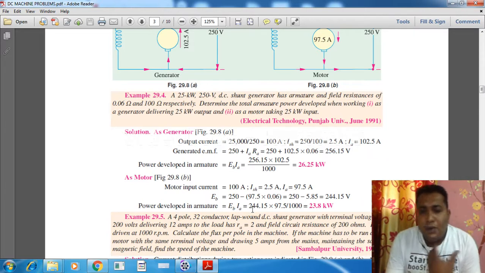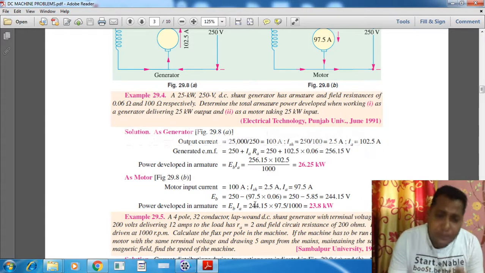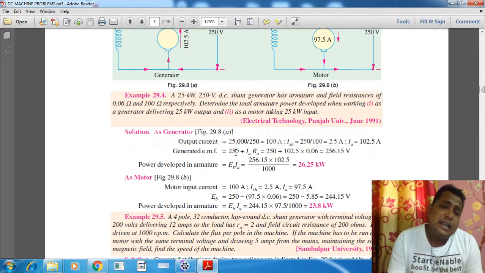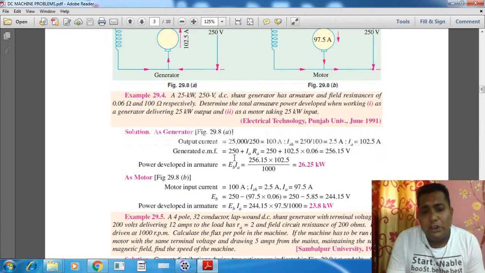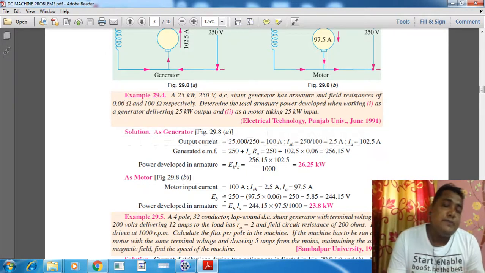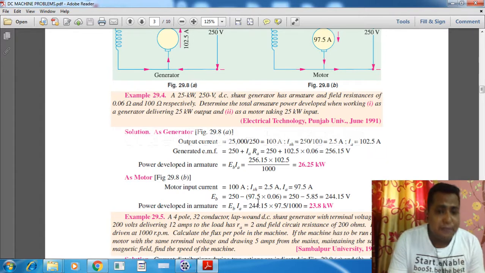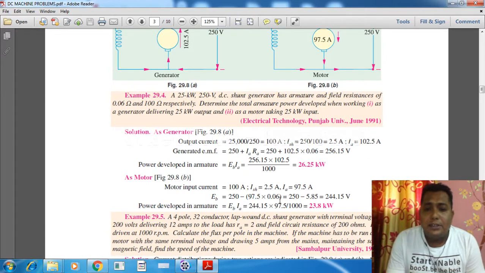So now we know the armature current, and the procedure is the same as we have done in the generator. So EB is equal to 250 minus 97.5, that is the armature current, times the armature resistance, which is just 0.06. So putting that value, we can find out EB is 244.15.